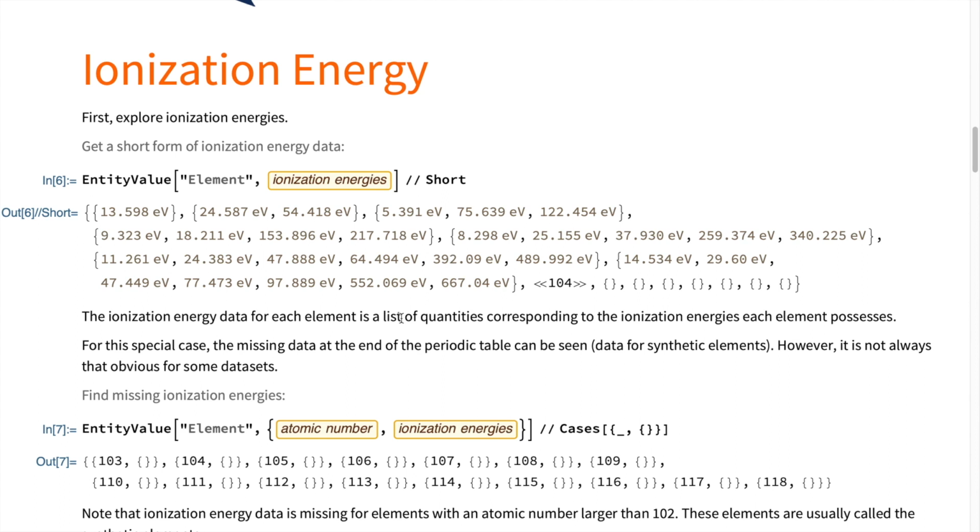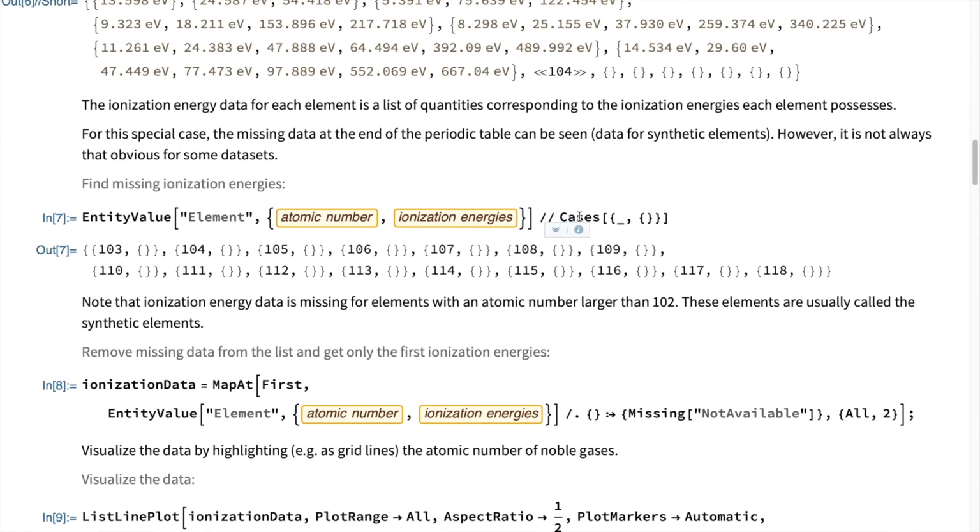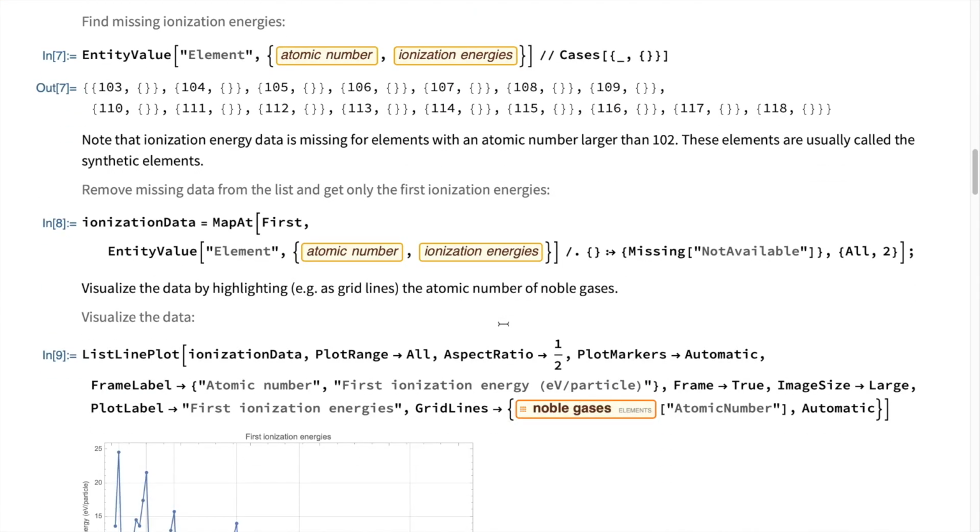Getting the ionization energy values for all elements, we see the following data. We must note that for elements with atomic numbers larger than 102, this data is missing. We can see that directly by using the cases function applied onto our entity value, calling out the ionization energies. Inside the cases function, the underscore indicates that the first element can be anything, and that we only want lists with an empty second element. We can see that all atomic numbers after 102 have missing ionization energy data. These are our synthetic elements. Now, let's move on to getting the data.